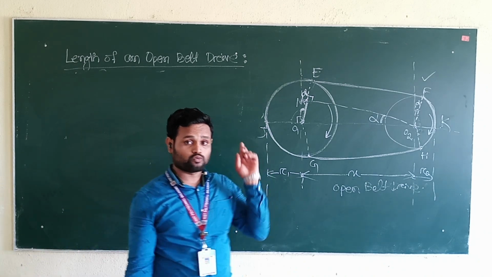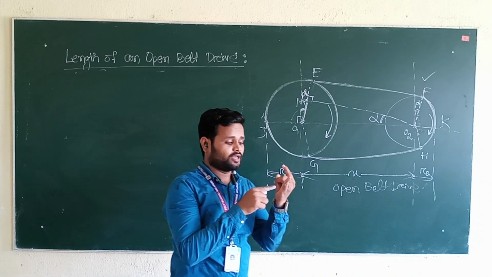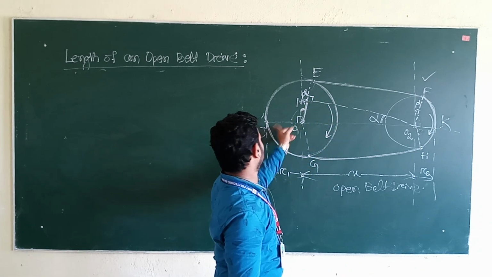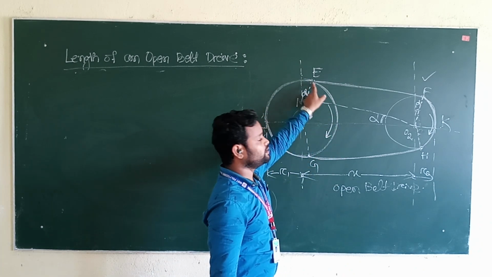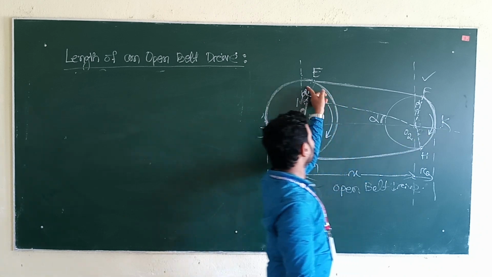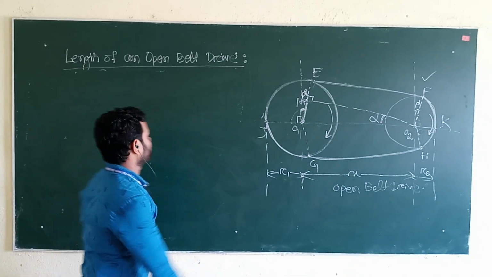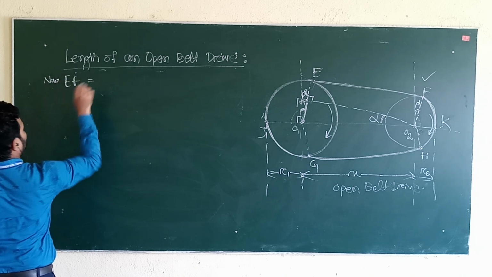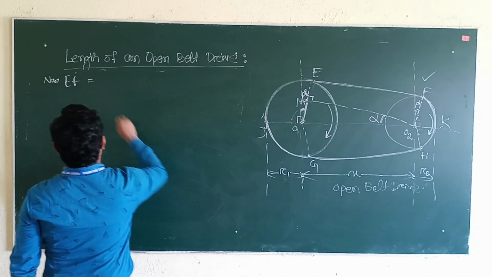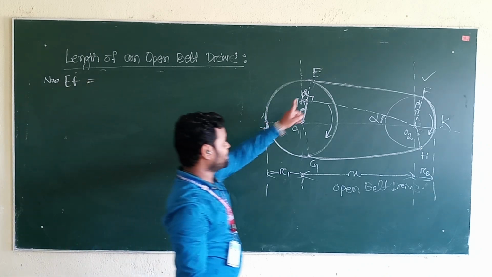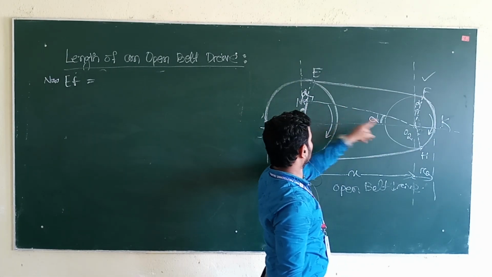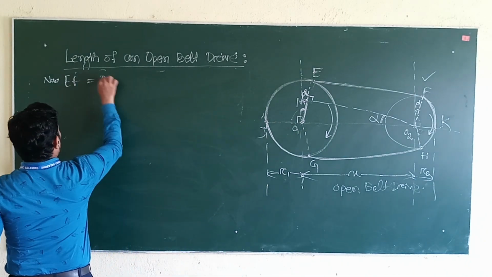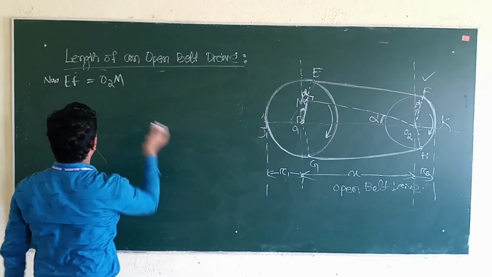So in equation 1, we have RFK plus EF plus RJE. We have calculated RJE, we have calculated RFK. Now we will calculate what is EF. We know that EF is parallel to O2M, so in place of EF, we can write O2M. We know that O2M equal to EF.